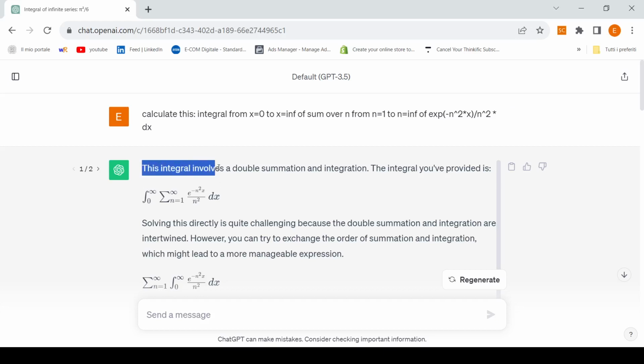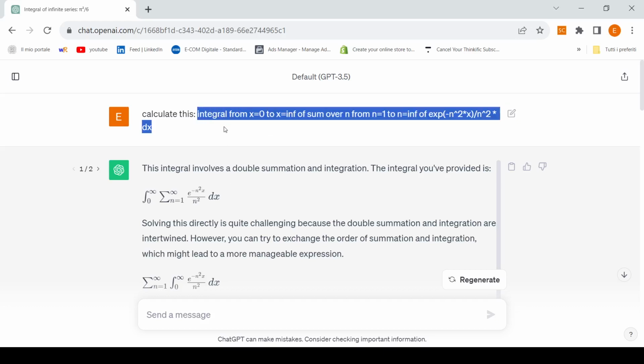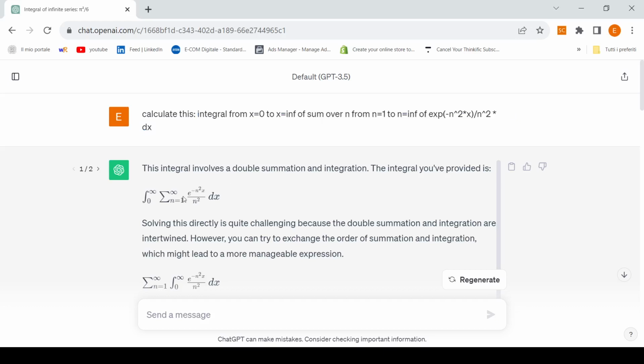Let's see. So this integral involves a double summation and integration. The integral that you have provided is the following. So integral from 0 to infinity over x, so we have dx, and then we have a series. So the integral is a series, summation from 1 to infinity over n of e to the minus n squared x over n squared. And let me tell you that this is the correct interpretation. So this is exactly what I wanted ChatGPT to calculate, and it is exactly coincident with this sentence here.